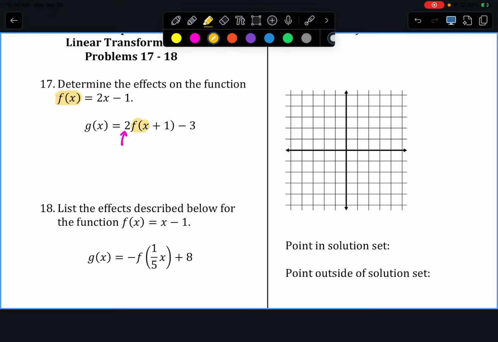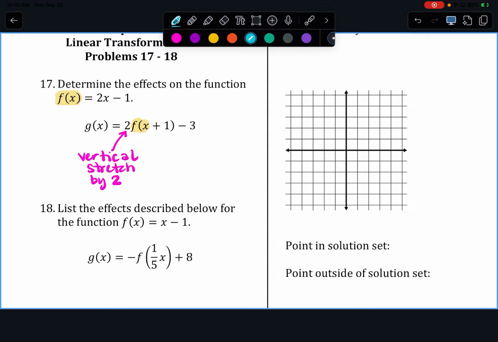There we go. All right, so this positive 2 multiplier in the front, it's outside the parentheses, so I know it's a vertical something or other, and that means we're making the function 2 times taller. So this is a vertical stretch by a factor of 2. It's making our line steeper, because we're vertically stretching it out.